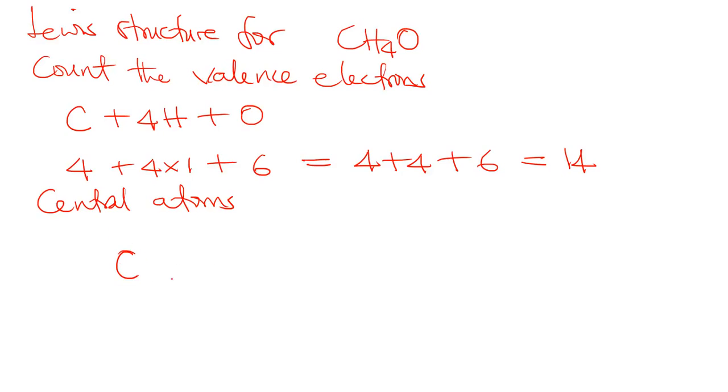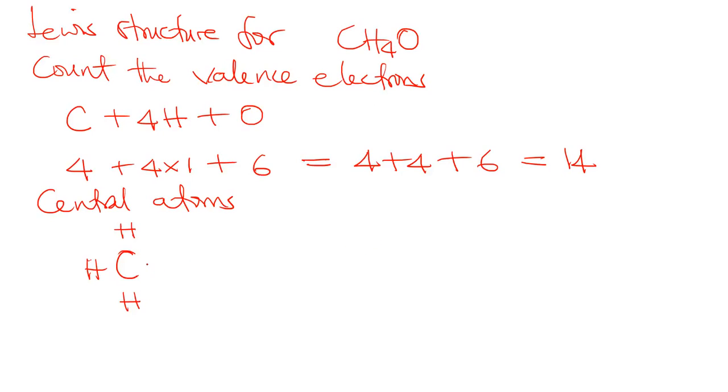So this carbon should be surrounded by 4 atoms or 4 chemical bonds. So we expect a hydrogen here. So 1 hydrogen is gone. Another hydrogen here. The second hydrogen is gone. And a third hydrogen here.